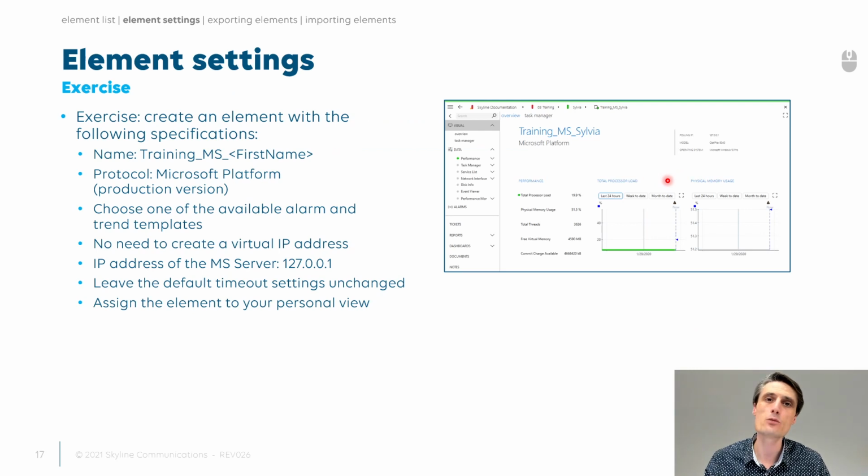So we'll do an exercise now. We will add on our DataMiner system, the DCP DMA, an element just with a name. It's going to be a Microsoft platform to keep it easy, just the production version because that's the default. You can choose already an alarm and trend template if you want. And the virtual IP address, we don't need that. What's the IP address of the server we need to monitor? That's 127.0.0.1, basically localhost, to keep it simple. And we'll leave the timeout settings unchanged and assign the element to your personal view.